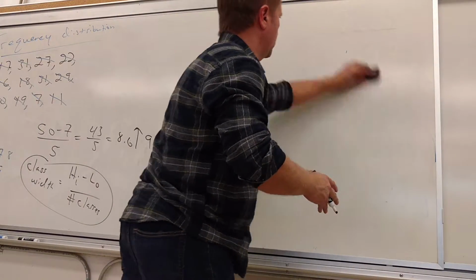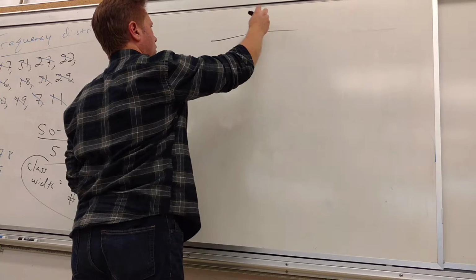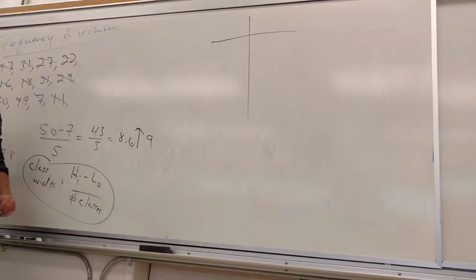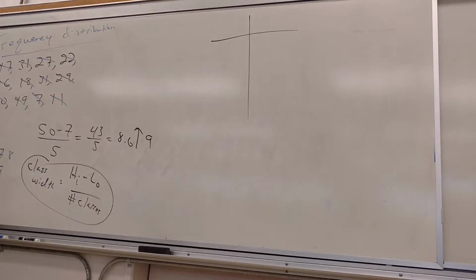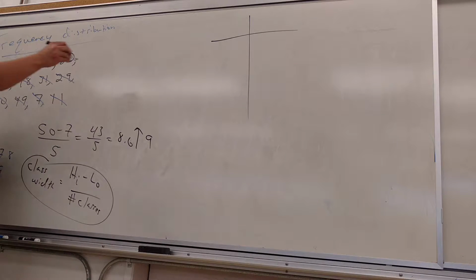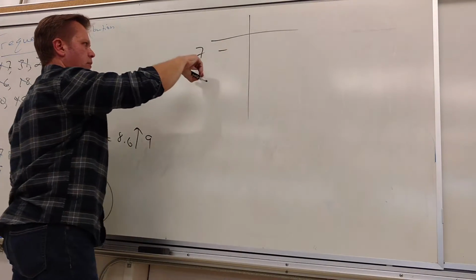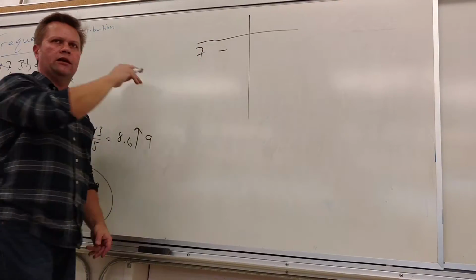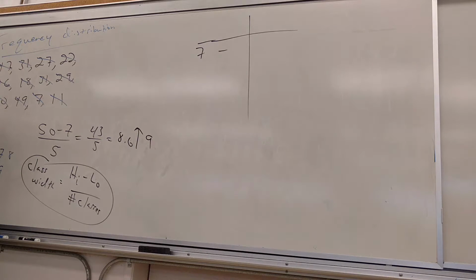So, my first class should start where? I mean, you could start it at 5 or 0, but normally you try to start it right at the first data point. Okay? So 7 to something. Now let me make sure you guys understand why the textbook method is the way it is. Where would the next class have to start so that my width is 9?